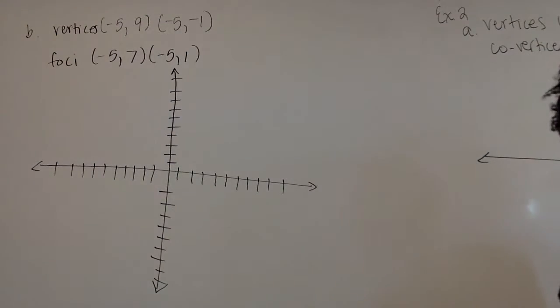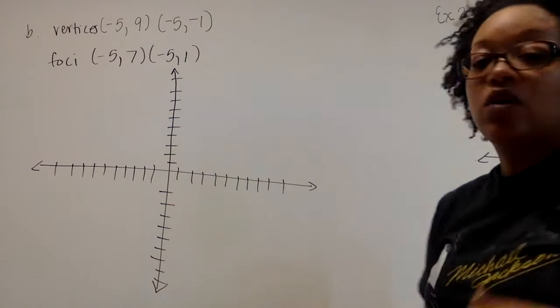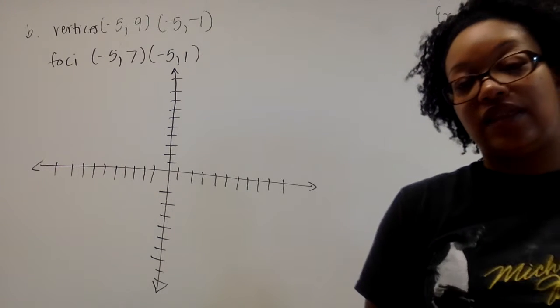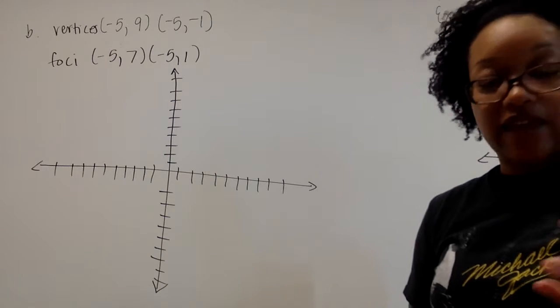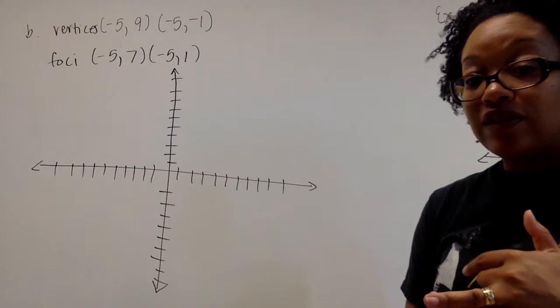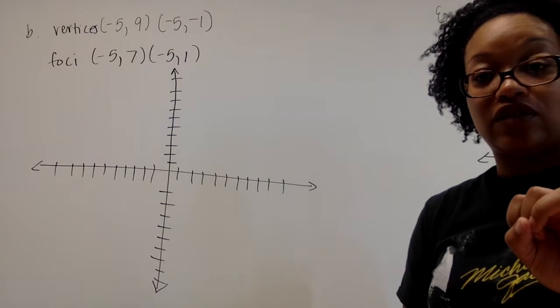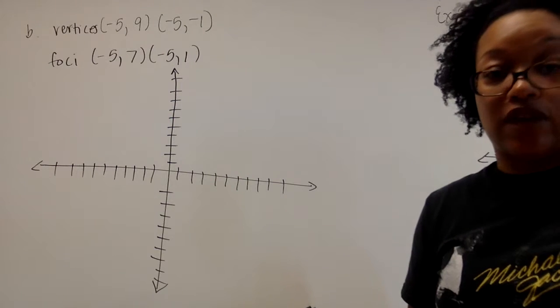All right, so here is letter B. Go ahead and write down your information. We're going to do the same thing that we did in the last one, but we're given different parts this time. In this case, we're given the vertices and the focus points. Your goal is still the same. Got to find your center, got to find your A and your B so you can write your equation.